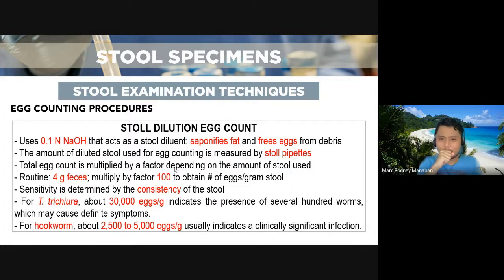Now, the last two bullets, I think I did not put them in your handouts, so please take note. For Trichuris, if you get an EPG of about 30,000 eggs per gram, it indicates the presence of several hundred worms that could produce definite symptoms. And for hookworm, 2,500 to 5,000 eggs per gram usually indicates a clinically significant infection. That's the purpose of your egg counts. It gives you an idea of the intensity of the infection, or whether it is a clinically significant infection. So that's the second method, the Stoll dilution egg count.